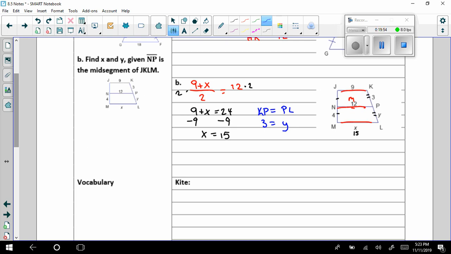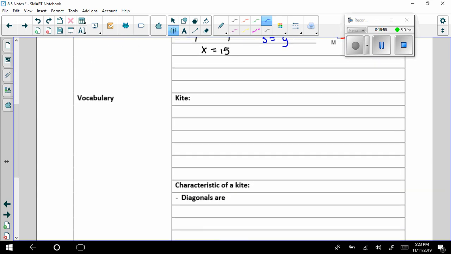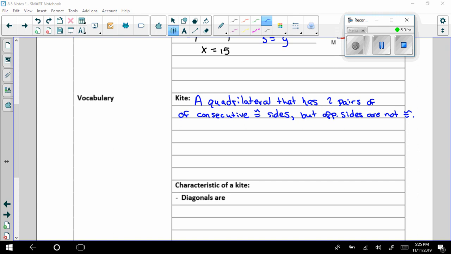Okay. The last shape, or the last quadrilateral that we're going to do is a kite. A kite is a quadrilateral that has two pairs of consecutive congruent sides, but opposite sides are not congruent. This is not a rhombus. There's a difference. And you can pause the video and get that jotted down if you need.